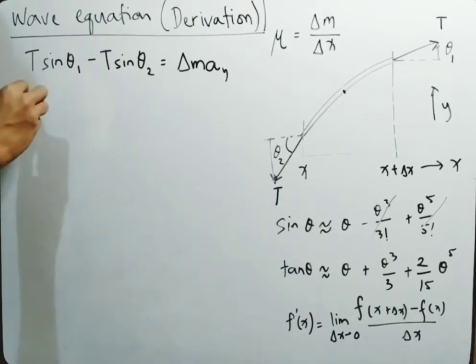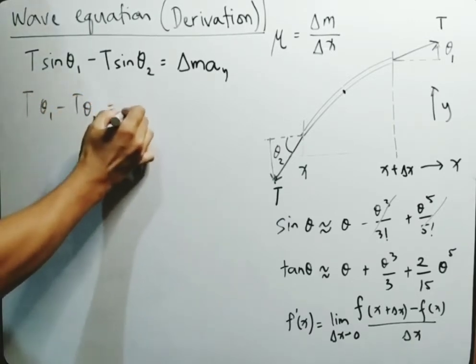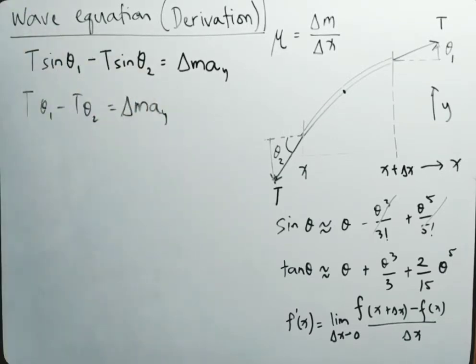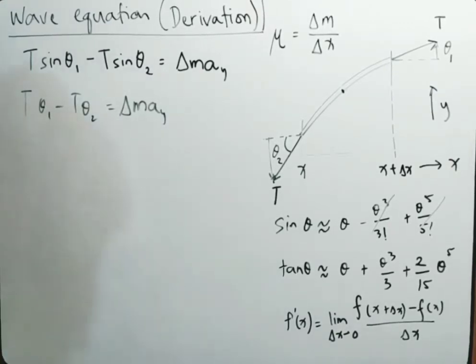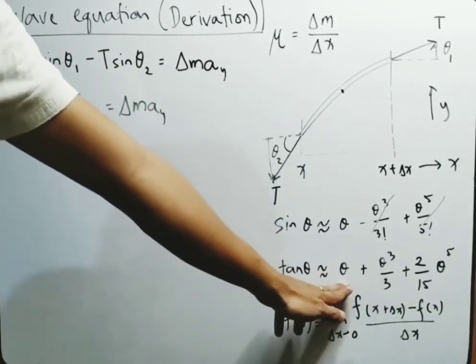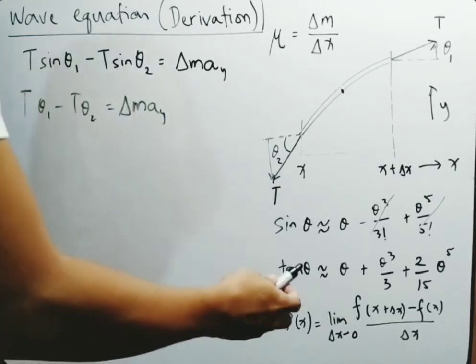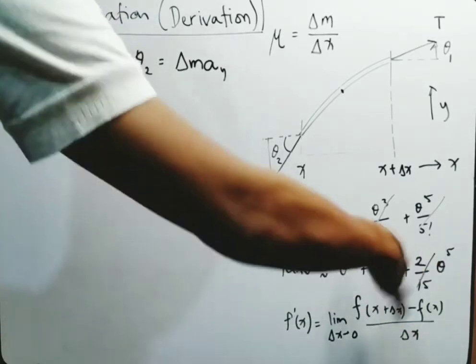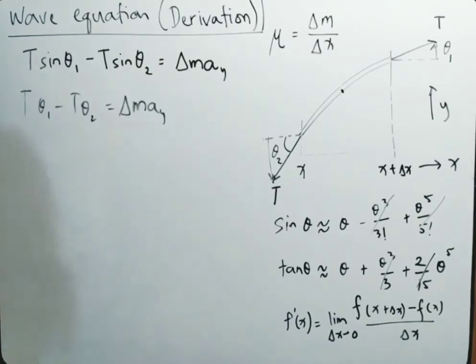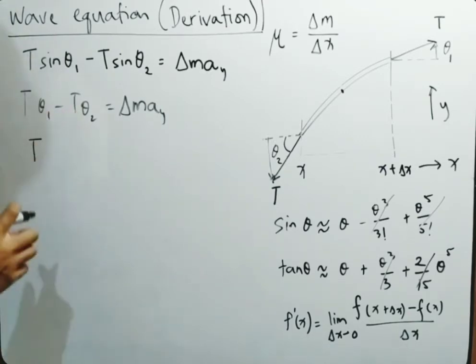So I can write this one as T theta 1 minus T theta 2 is equal to delta m a sub y. Next, you will see here that theta, for very small angles, is approximately the same as tan theta. For very small angles, we can remove those additions. Definitely, I can write this one as T. I can factor out this T. That becomes theta 1 minus theta 2, right?